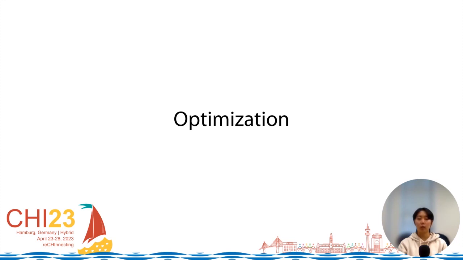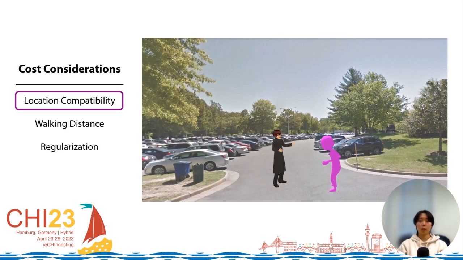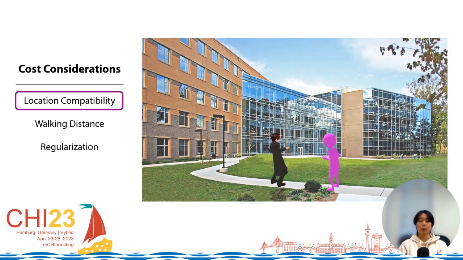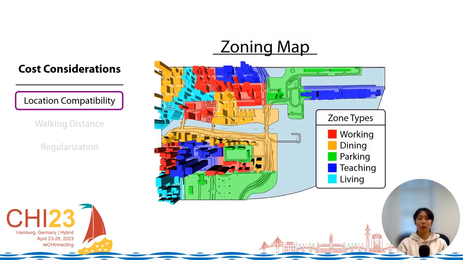Here is the cost we use to solve this problem. Our primary goal is to ensure contextual compatibility between an event and its assigned location. For example, the event "Talk to a car salesman" will be appropriate for a parking lot rather than the classroom building. To do this, we classify the map into multiple zones and evaluate how well each vertex of graph G fits with its associated story events.